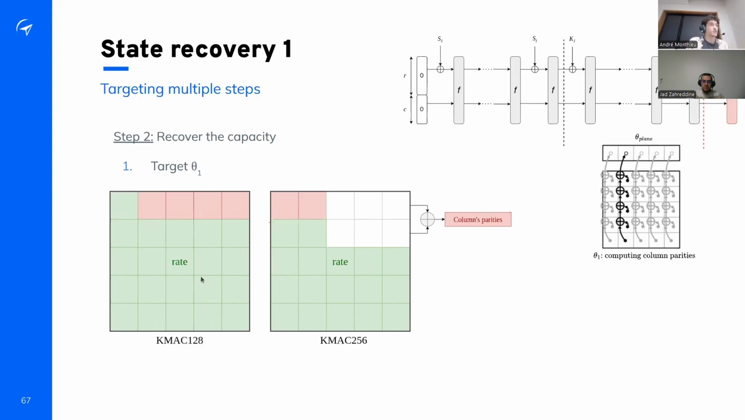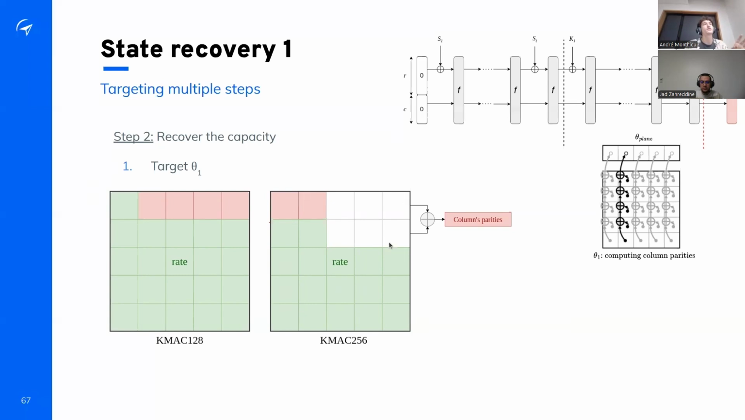Just like we mentioned before, if there is at most one unknown bit per column, we directly recover the bit itself. So for KMAC 128, this is enough to recover the whole state. However, in KMAC 256, there are only these two columns that will be directly recovered.